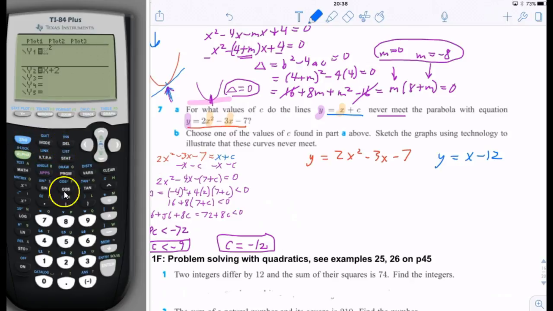So I do second insert 2, and then I'm going to put 2x squared minus 3x minus 7, and then here we're going to put x minus 9, because at x minus 9 it should just exactly touch the two curves. The curve and the line should exactly touch. Yep, tangent line. See that? Okay. So that was B.